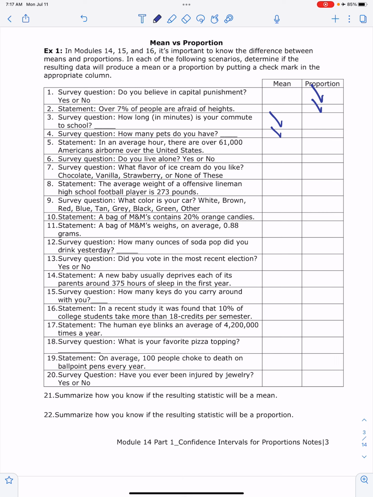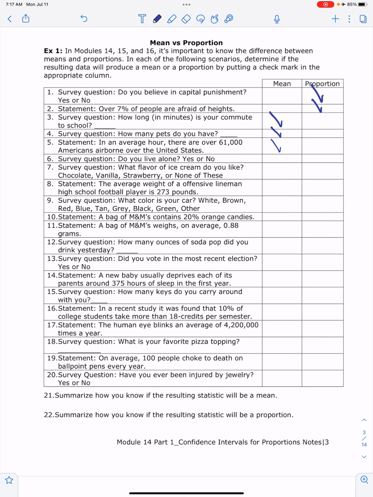5, in an average hour, there are over 61,000 Americans airborne over the U.S. Again, that is going to be a mean. Okay, some are going to be over 61,000, some are going to be under. We could average those if we needed to find air travel during a certain hour.